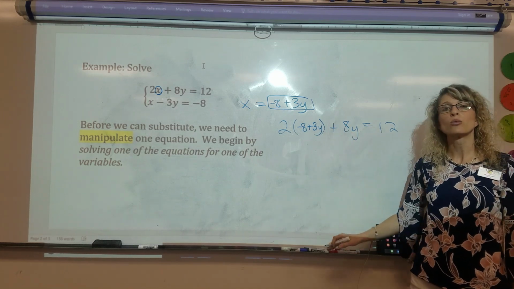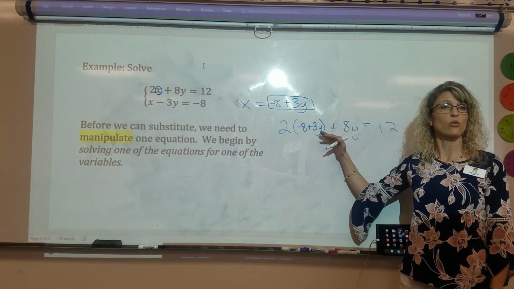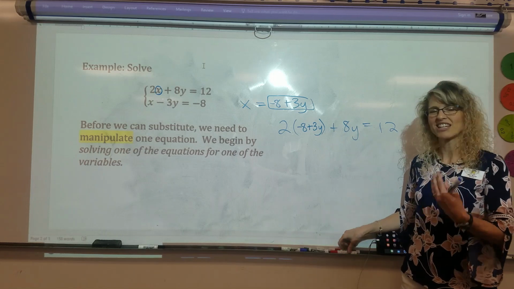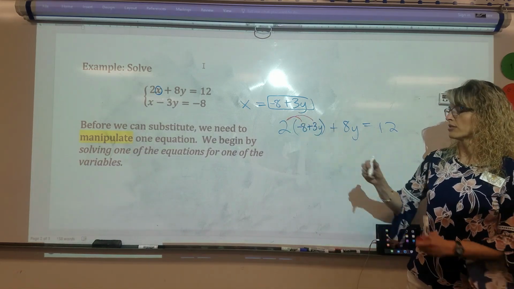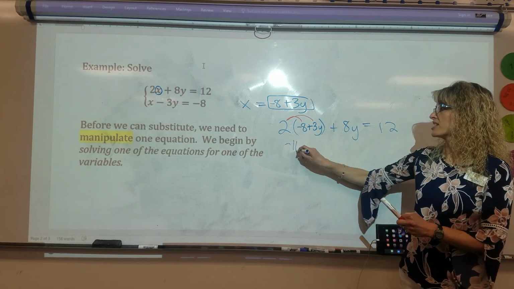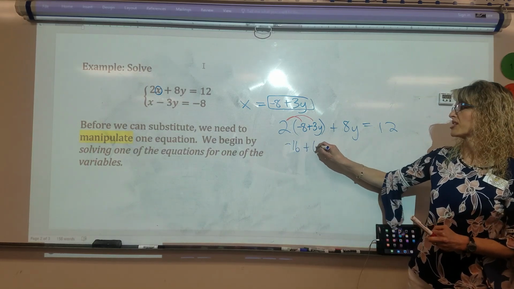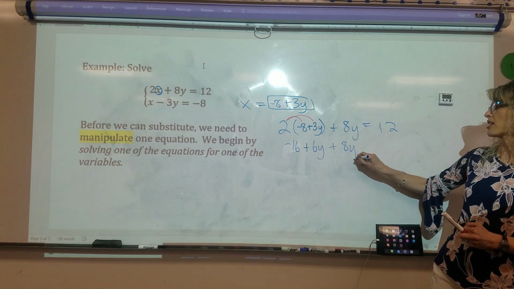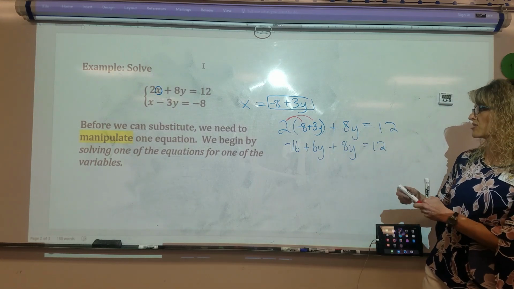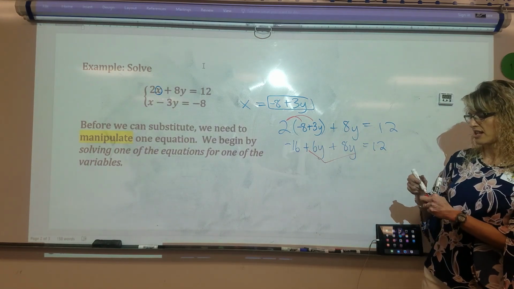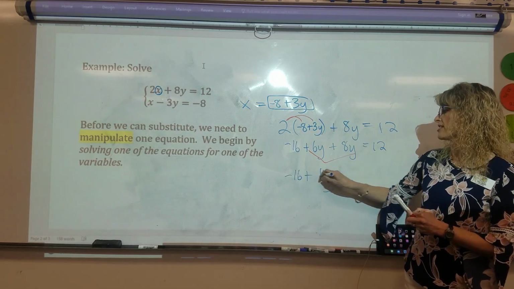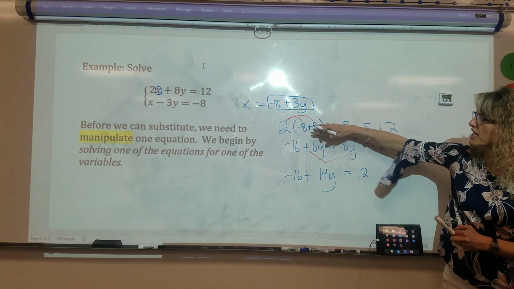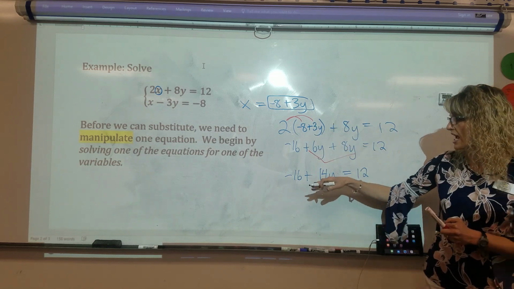Now from here down, we've already done this. This is old stuff, but we're still practicing and getting stronger at it, so we're going to review. We distribute. 2 times negative 8 is negative 16. 2 times 3y is plus 6y, plus 8y. I copy down the rest. Combine like terms. 6y plus 8y is 14y. Copy down the rest. We're working vertically, staying neat and keeping everything lined up.